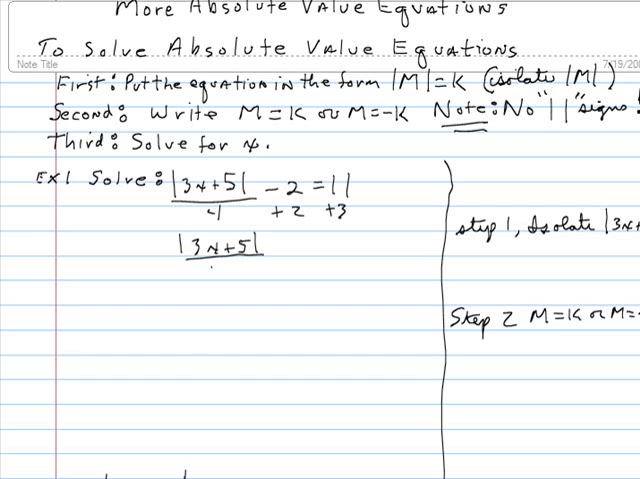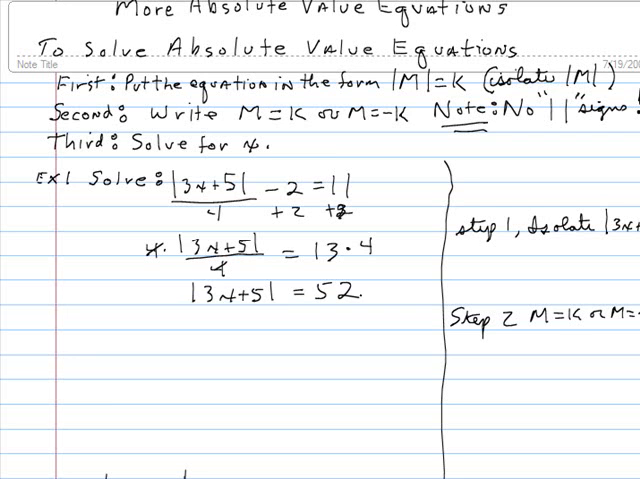And I get the absolute value of 3x plus 5 over 4 is equal to, and I'm adding 2 to both sides, is equal to 13. Now the next thing I have to do is get rid of the 4, and once I get rid of the 4, then I'll have the absolute value by itself, so I multiply by 4, the 4's cancel, and I have completed step 1. I have isolated my absolute value.